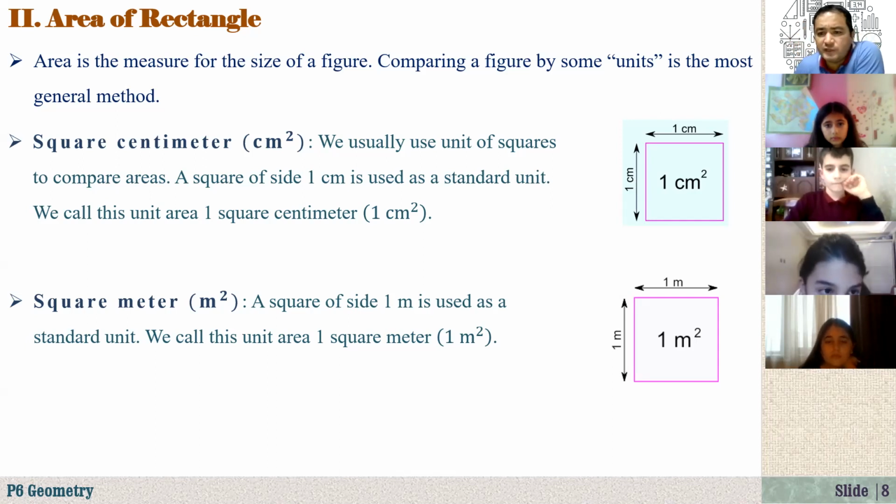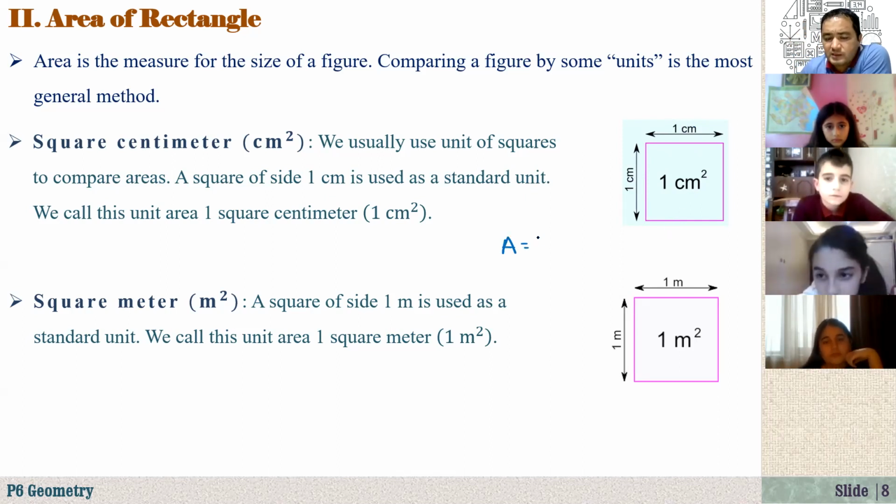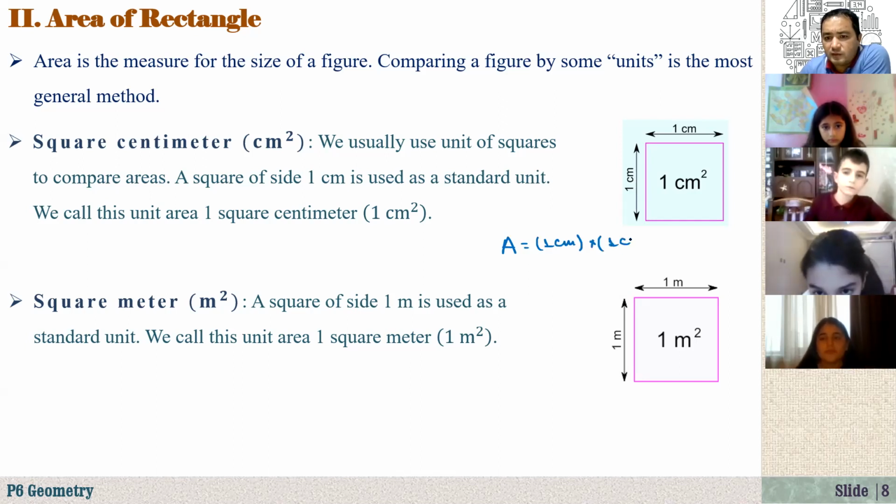As I see here in the picture, if we are given a square, one side is 1 centimeter. I mean, all sides are 1 centimeter. So the area is 1 centimeter squared. How did I get this? The area of a square is 1 centimeter, one side, times 1 centimeter, right? Now, 1 times 1 is 1, and centimeter times centimeter is square centimeters, right?